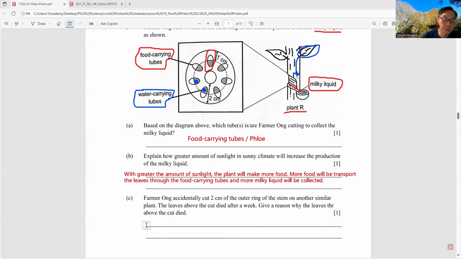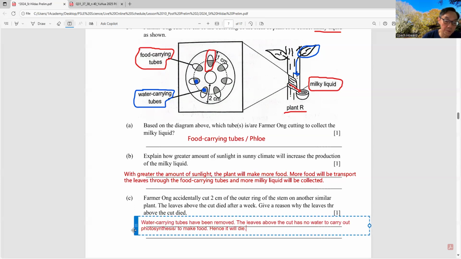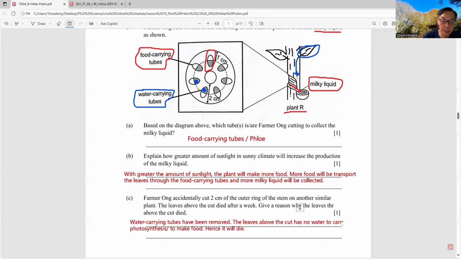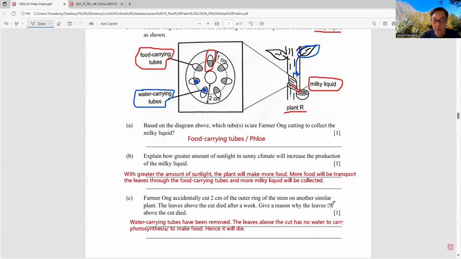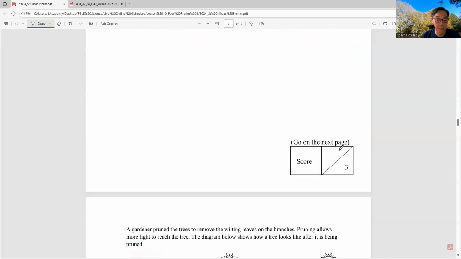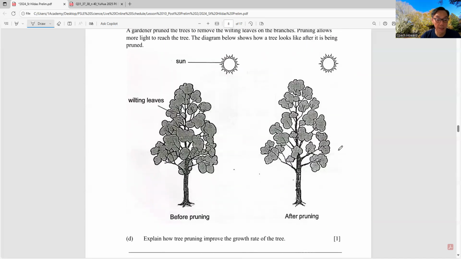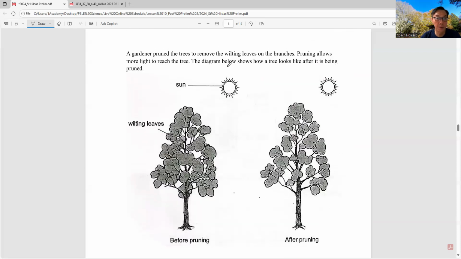Okay. So this question is quite straightforward. Water carrying tubes have been removed. The leaves above the cut has no water to carry out photosynthesis, hence it died. Give a reason why the leaf above the cut died. So this answer is quite straightforward. 3 marks for this. Is there a part D? Let me check. Yes, there's a part D behind. Okay, let me continue part D first before I pause.